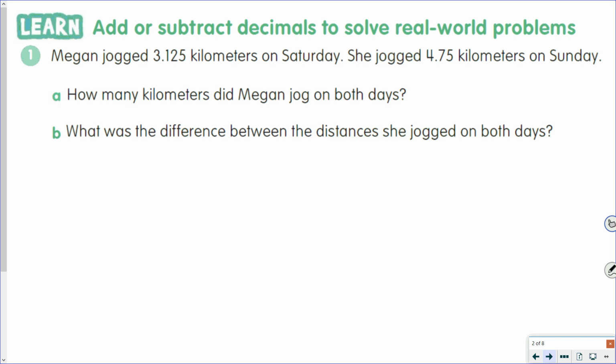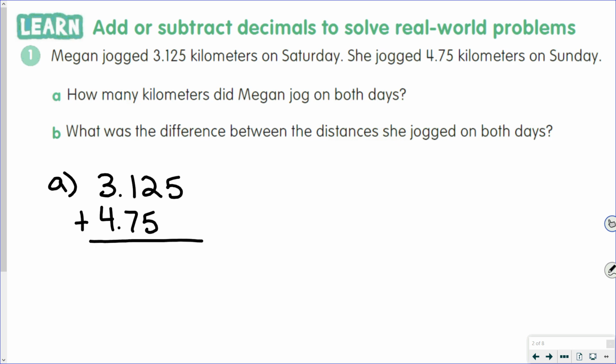So in our first situation here, Megan jogged 3.125 kilometers on Saturday. She jogged 4.75 kilometers on Sunday. We want to know how many kilometers did Megan jog on both days, and then we want to figure out the difference between the distances she jogged on both days. So for part A, since we're looking to see how many kilometers Megan jogged on both days, that tells us that we need to add those distances together. So we've got the 3.125 kilometers on Saturday and the 4.75 on Sunday.